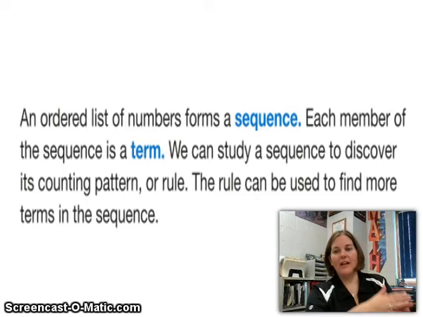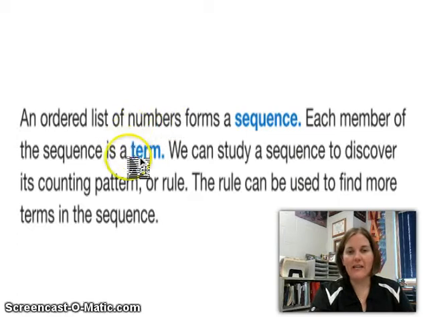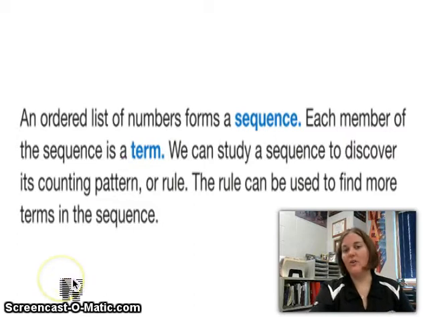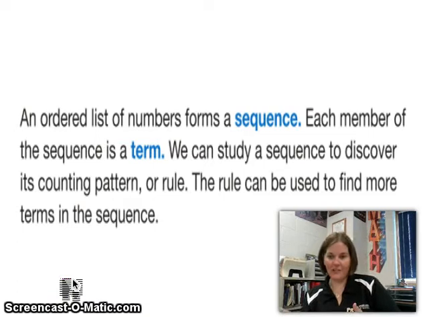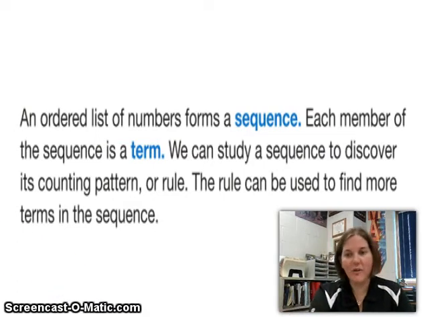So, a sequence, again, is an ordered list of numbers. And each member of the sequence, or each number in the sequence, we actually call a term. So that's this word right here, T-E-R-M. If we study a sequence, we can figure out the pattern or determine the rule. And once we determine the rule, we can use that to find more terms in the sequence, which is what you're going to be asked to do in a lot of your homework questions.